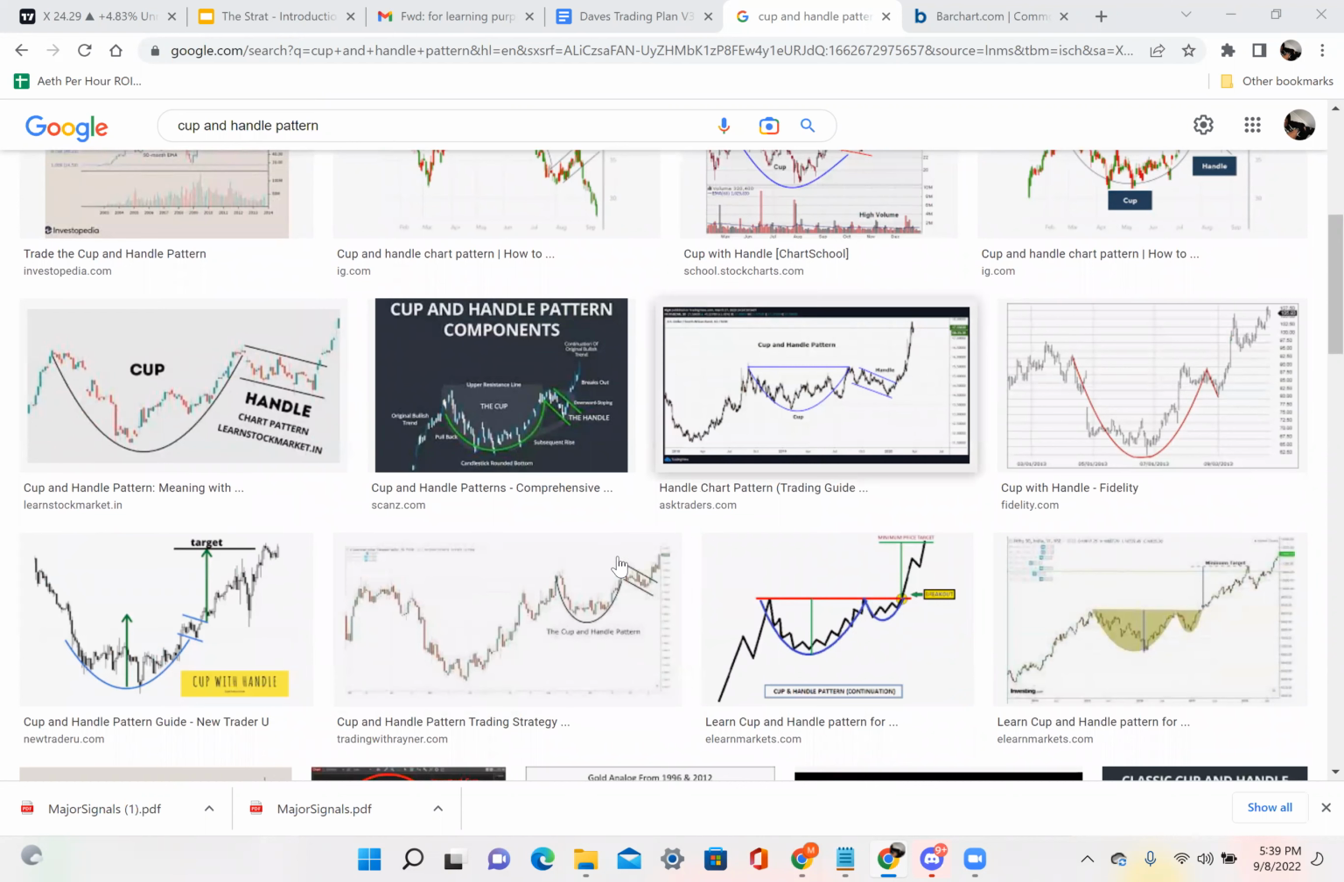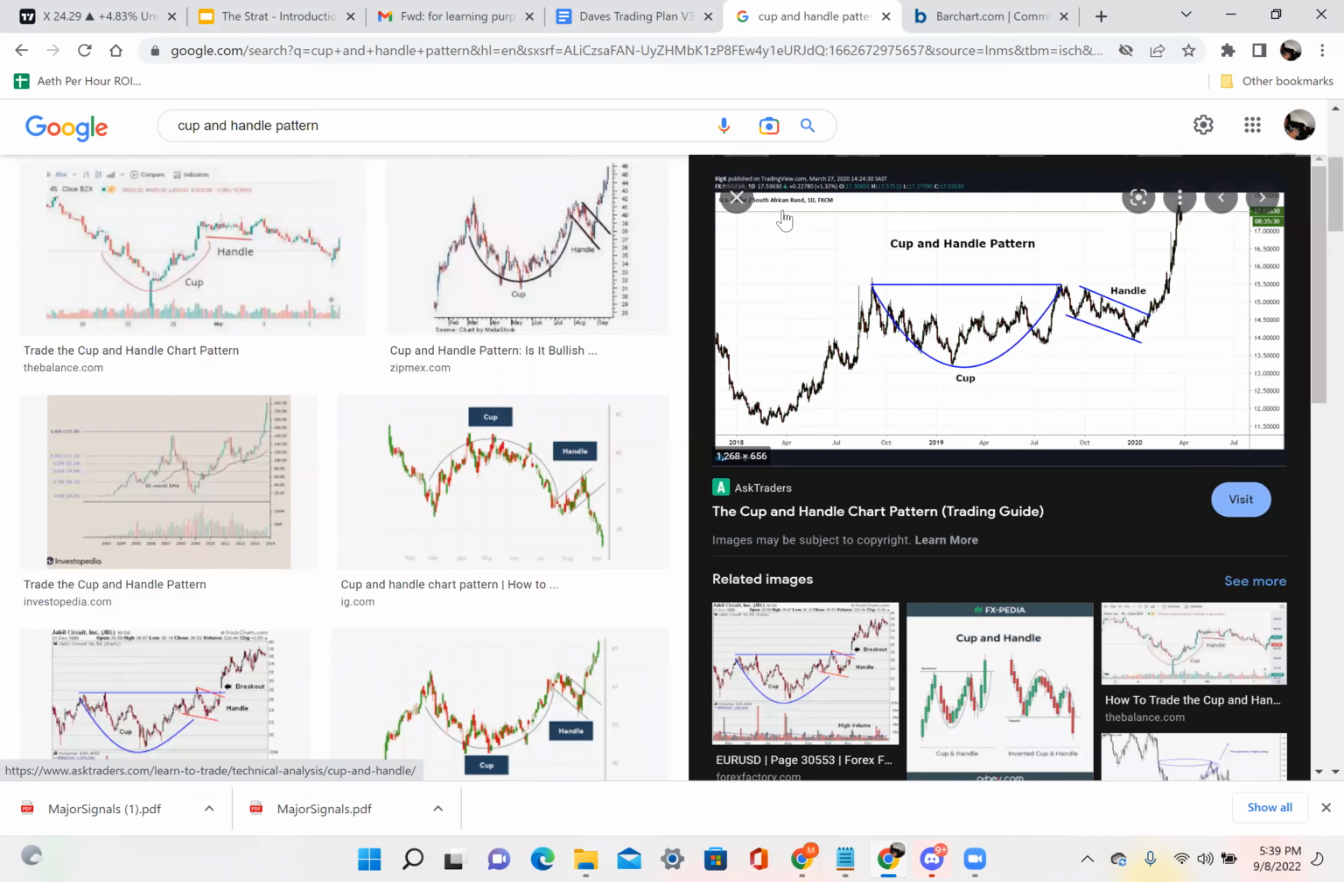And sometimes, when you're looking at these pictures, see if you can see the time frame. Like this is a daily time frame, right? So when you're seeing this, understand that it took some time for this cup to form and also for this handle to form to blast off.